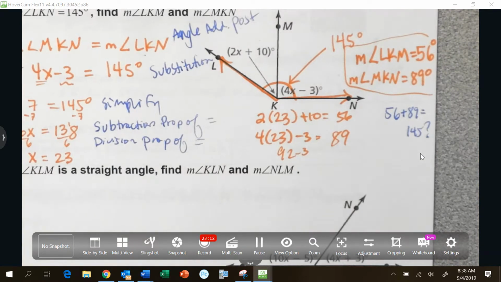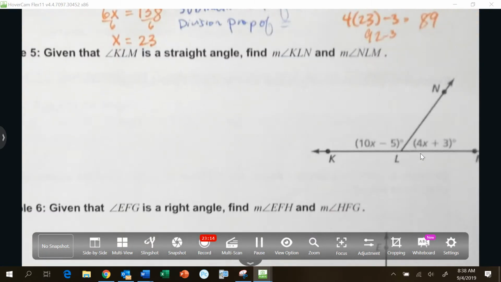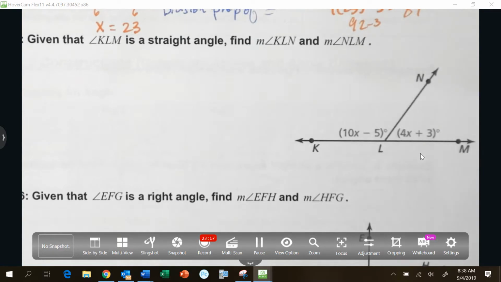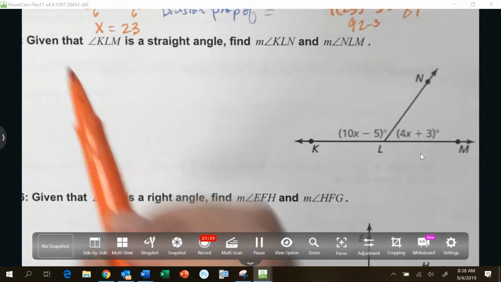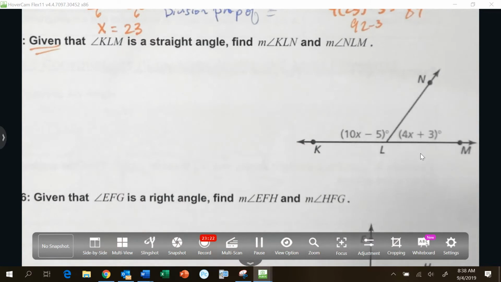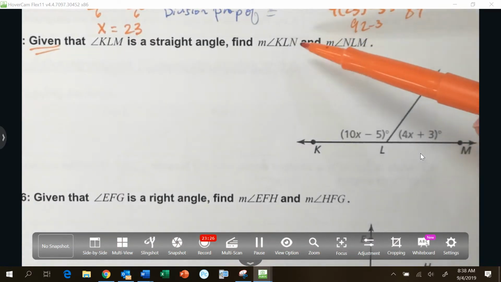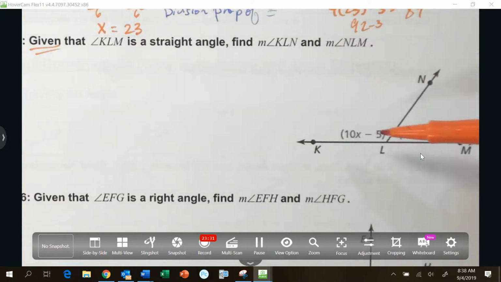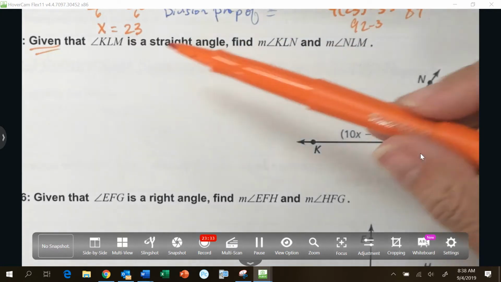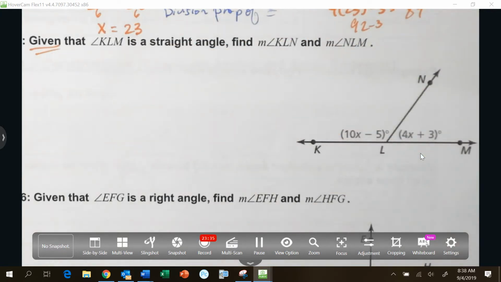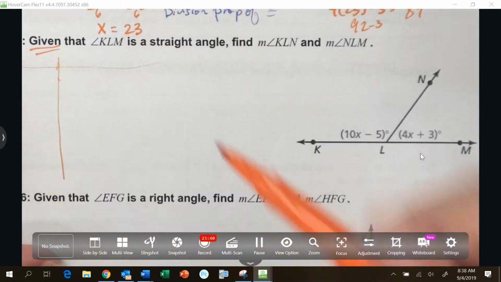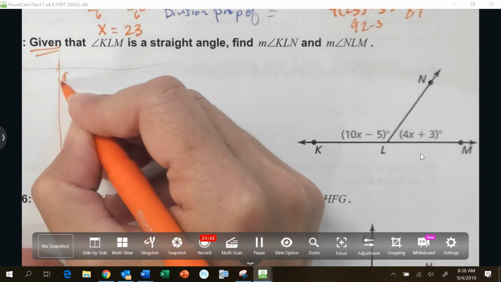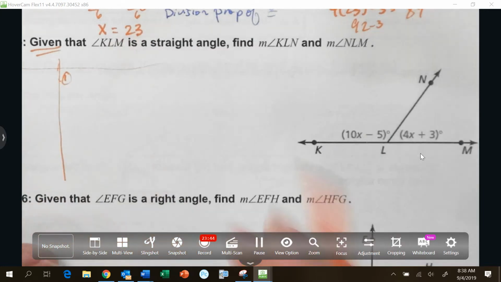All right. Given that angle KLM is a straight angle. Ooh, see that word given? Remember we have given in our steps and reasons? Find the measurement of angle KLN and NLM. So we have to find these two angles. And we're given that angle KLM is a straight angle. So if I were doing steps and reasons, which I'm not going to do for every single step for this, I'm just going to ease you through the first couple steps.